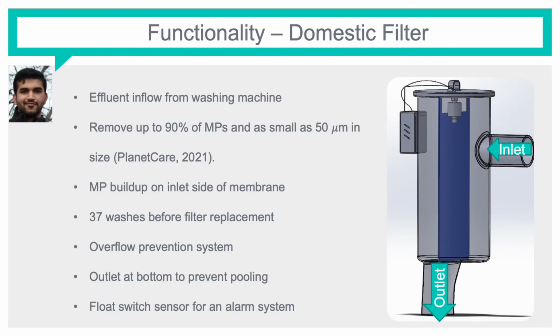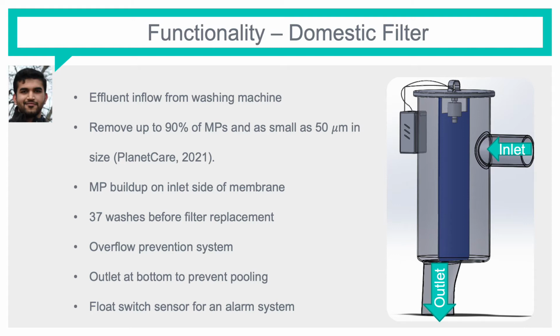The domestic filter is the first component of the design solution, which reduces the microplastic concentration in the wastewater. The effluent from the washing machine will flow into the filter from the inlet, from which the microplastics will be captured by the filter membrane, which can remove up to 90% of microplastics as small as 50 micrometers in size. The water level will rise as the microplastics build up on the inlet side of the membrane, as the water flows through and drains away from the outlet.